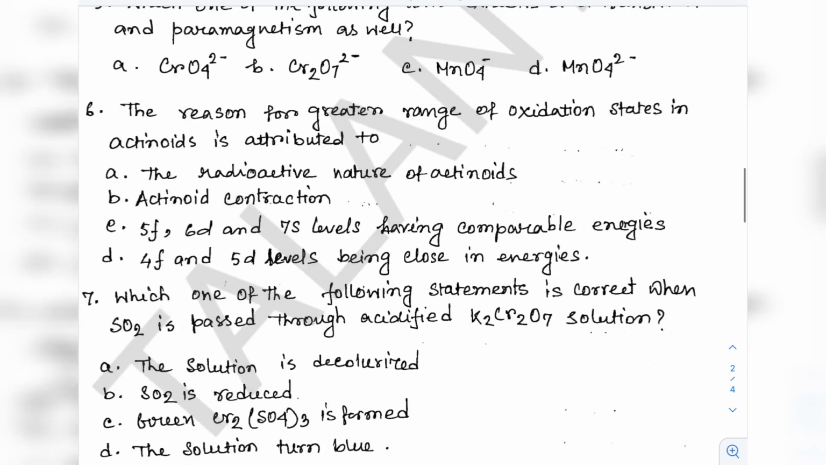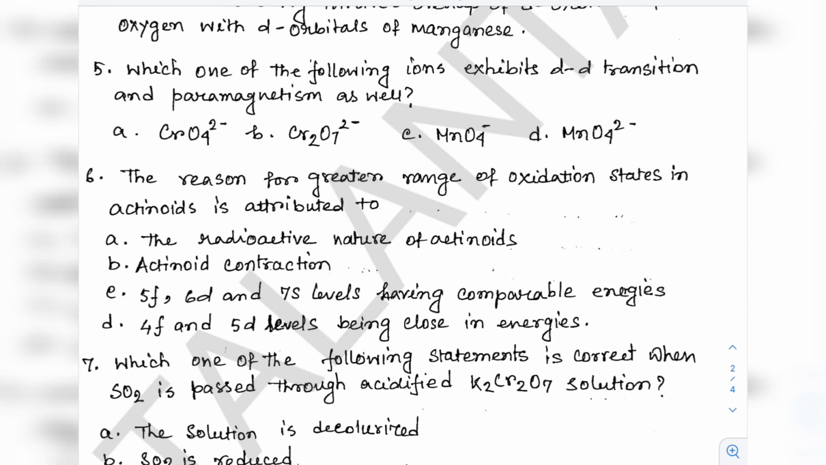We'll move to question 5. Which one of the following ions exhibits d-d transition and paramagnetism as well? Both d-d transition and paramagnetism will be shown by, at first we have to see CrO4 2 minus.